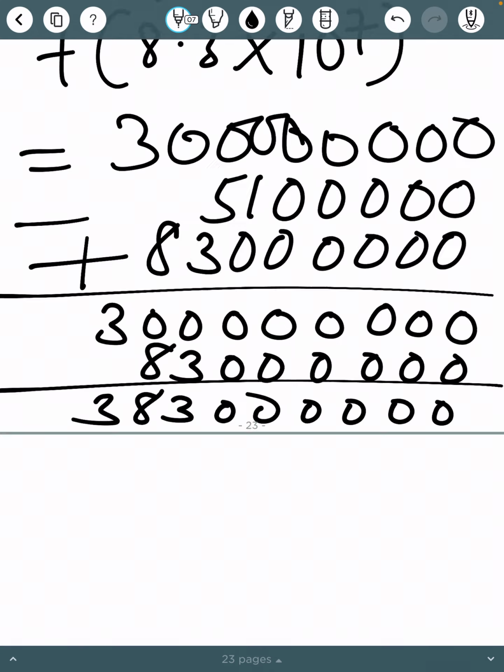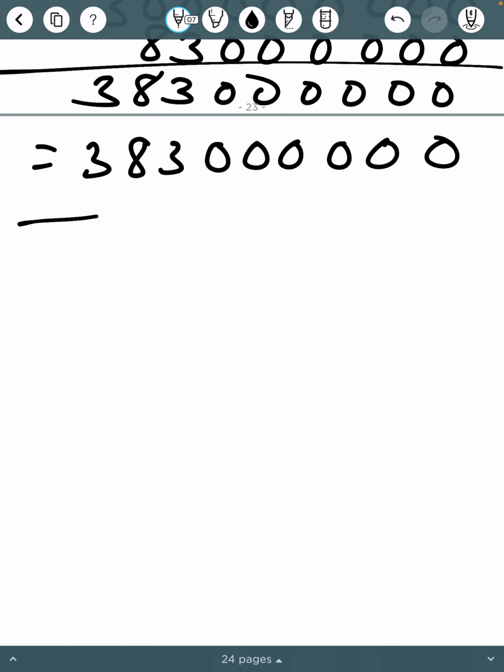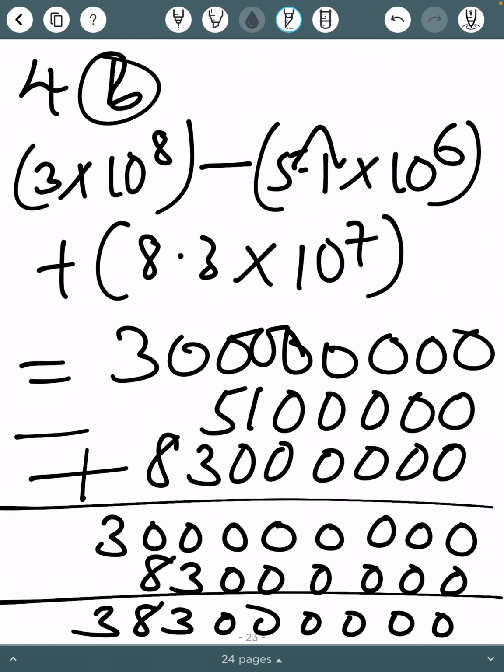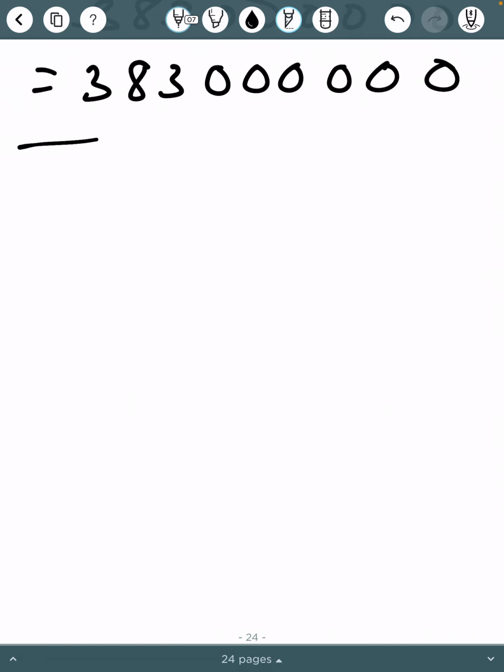Then I'll subtract. So my answer is 3, 8, 3, then 1, 2, 3, 4, 5, 6 zeros. Then I'll now subtract this from it. And to subtract this number from that answer, this one has 5 zeros after 51.